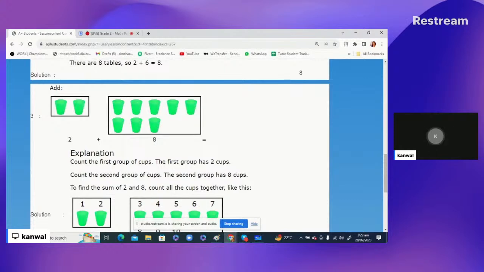Okay, wait. So one, two in the first, then start three, four, five, six, seven, and eight. And then one, two, three, four, five, six, seven, eight, nine, 10. My answer is 10 because in the first box it's two cups, and in the second box it's eight cups. Then we count it together, it becomes 10. Okay.